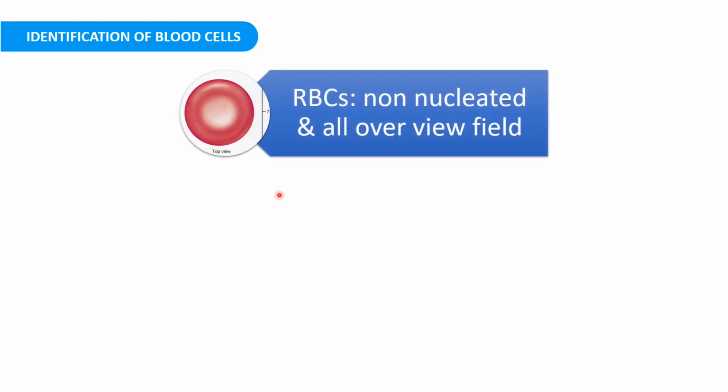So how to identify the blood cells? Now basically there are 3 types of blood cells. One is RBCs. They are non-nucleated and they are all over the view field. So whenever you observe the peripheral smear, what you see in maximum amount are the RBCs. So they are non-nucleated and all over the view field.